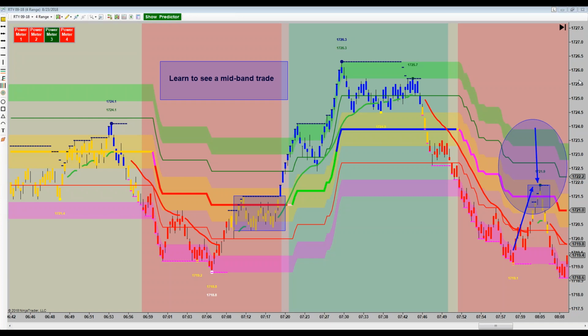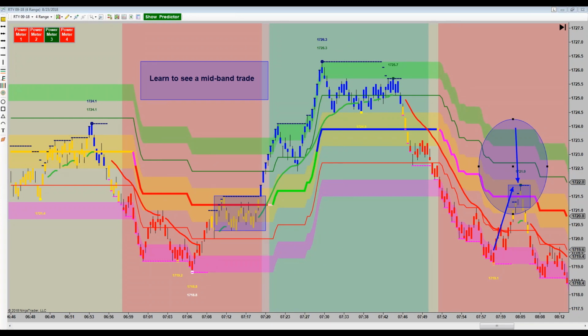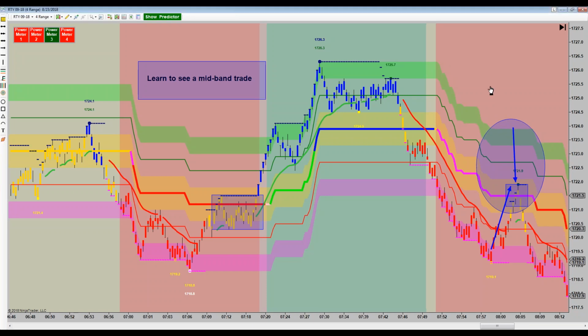I do these exercises to help you see what you're looking at, so that when these bars are coming at you fast in real time, you know what to do. You don't just sit there like a deer in the headlights. Oh, what the heck was that? Oh, geez, a trade just came and went. All right, let's do another couple together. You ready? Here we go. This is what I was showing, this mid-band trade right here. All right, let's move on. Some of you got it, some of you didn't. That's all right. We'll do a couple more real quick.